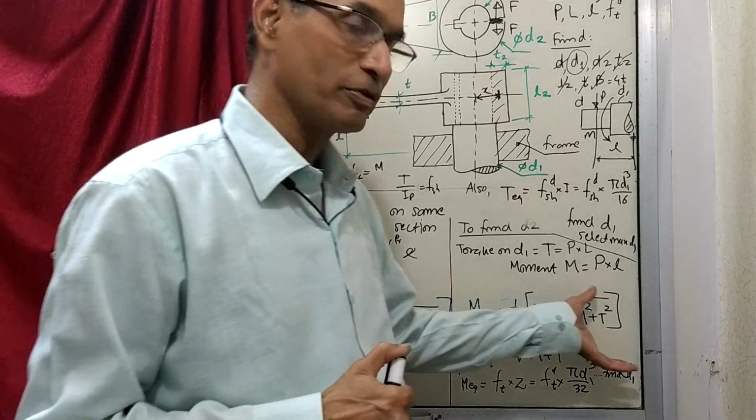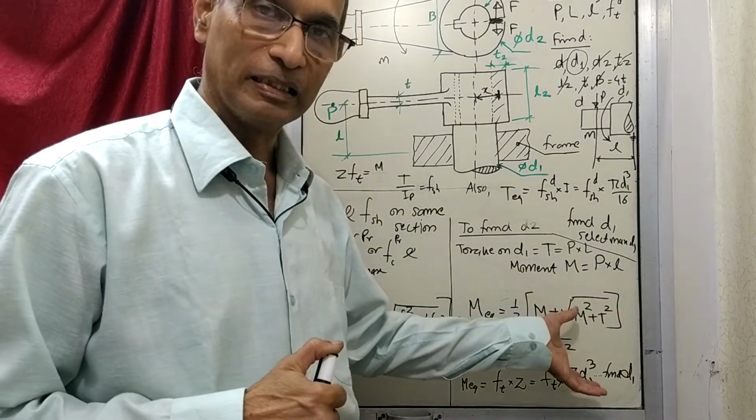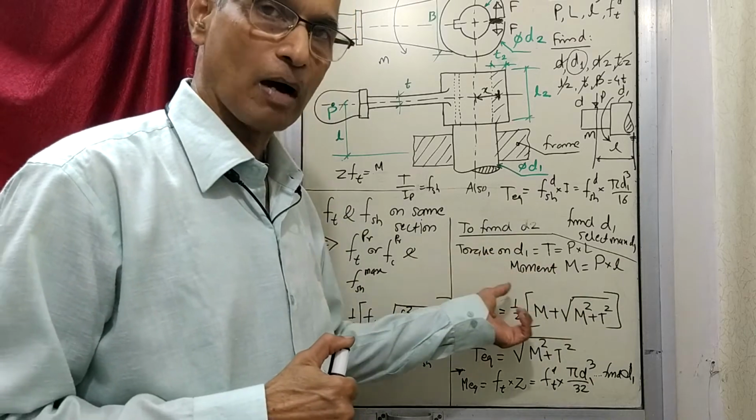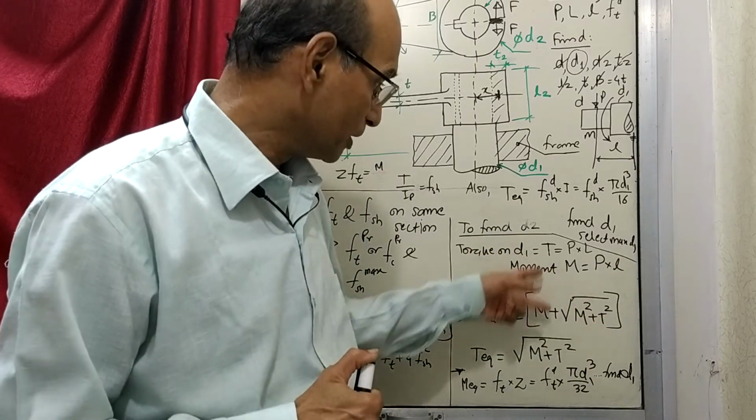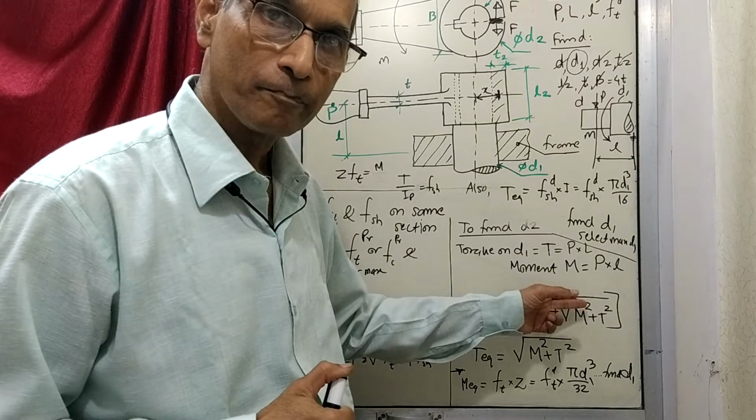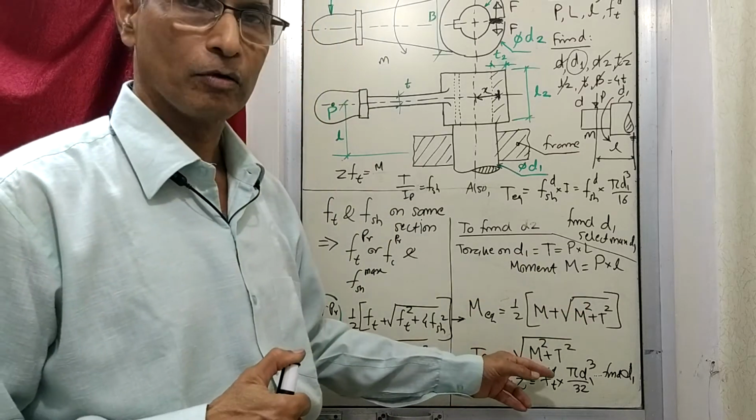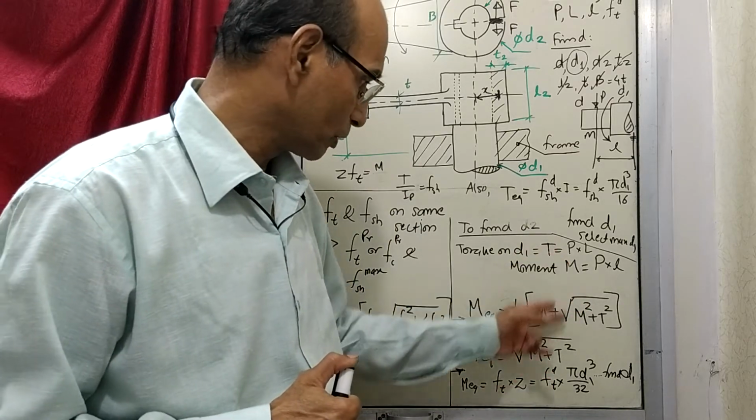The formula which is derived from this is like this. So M equivalent is given by this expression. This is the way you can combine M and T. T equivalent is given by this equation. This is the way you can combine them.